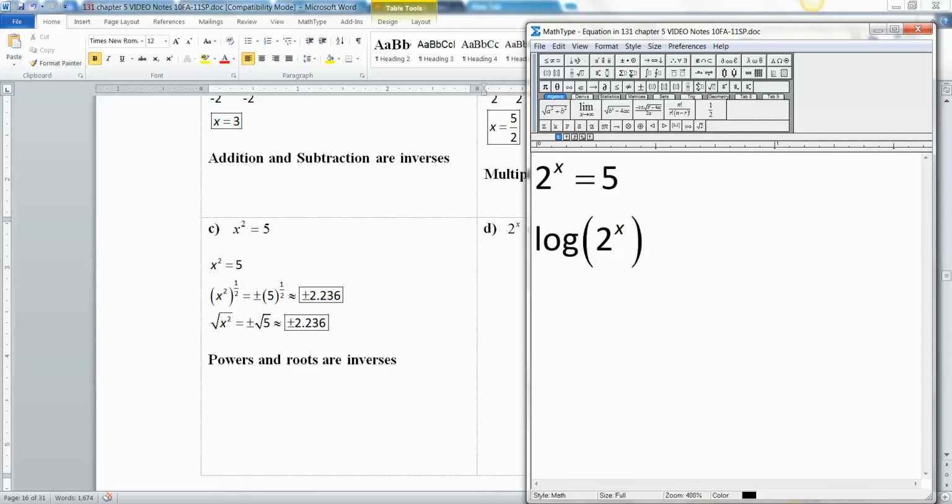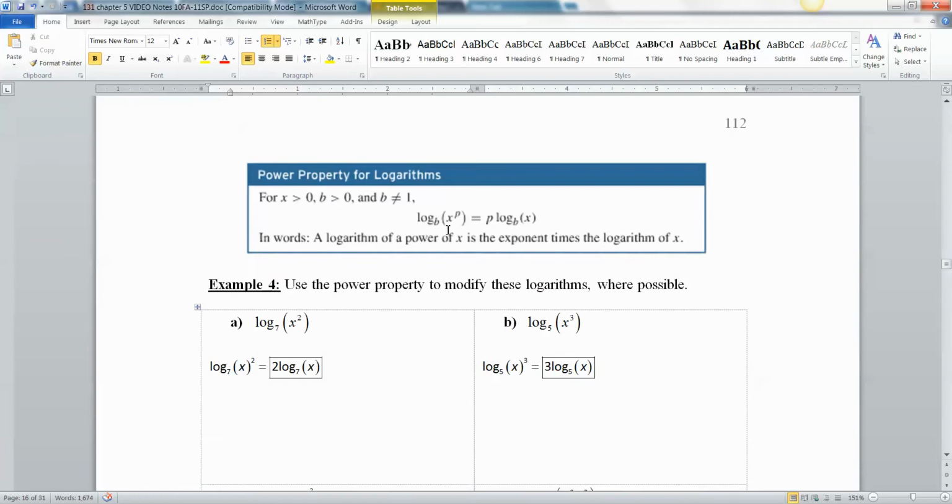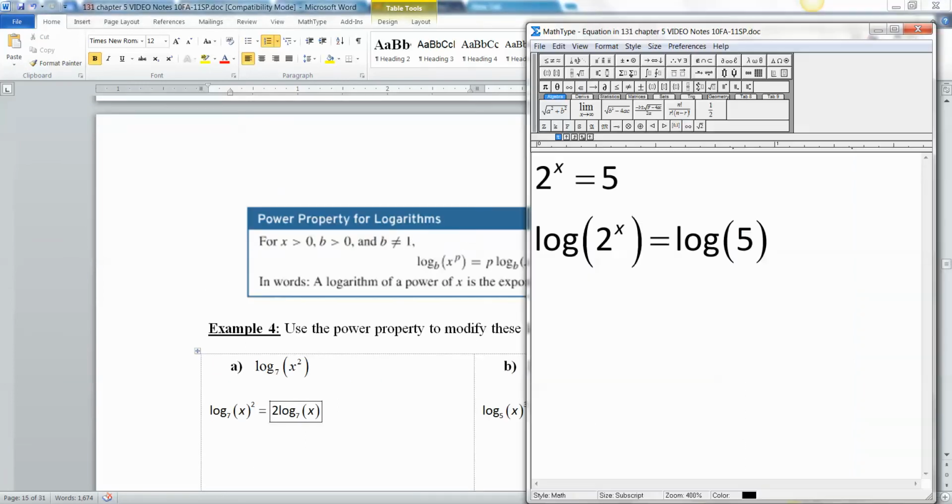Now I know what you're thinking. You're thinking, Alana, that is not easier. Well, you'd be right. It doesn't look easier, but it is. Here's why. It is the only way that we know to get this x out of this exponent, because of the power property back here. When you have a logarithm of 2 to the x, you can bring that x down in front and write x log of 2 equals the log of 5.